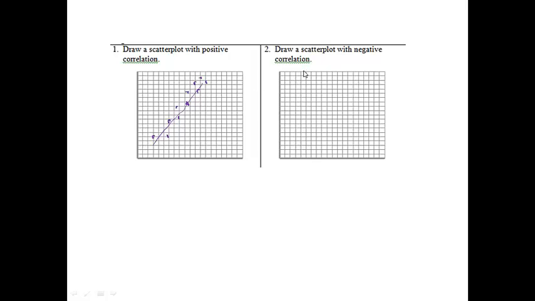Okay, draw a scatter plot with negative correlation. Negative, I should see a negative trend in the data. So if I made the scatter plot, it's going to look something like that. I'm seeing a negative trend in the data.